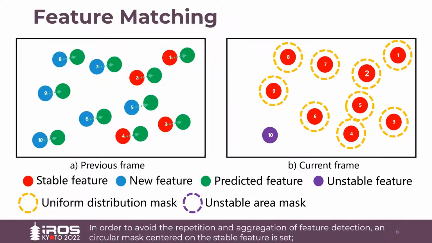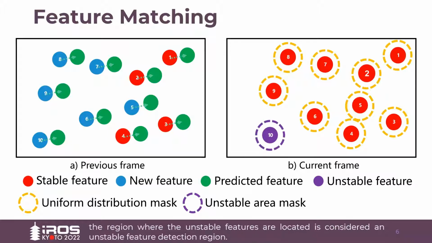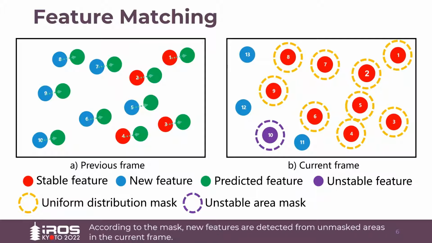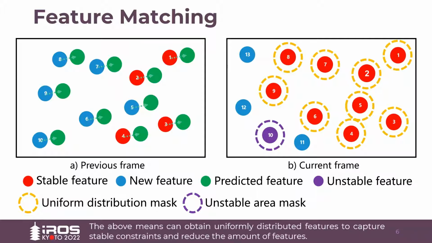In order to avoid repetition and aggregation of feature detections, a circular mask centered on each stable feature is set. The region where the unstable features are located is considered an unstable feature detection region. According to the mask, new features are detected from unmasked areas in the current frame. These means can obtain uniformly distributed features to capture stable constraints and reduce the amount of features.